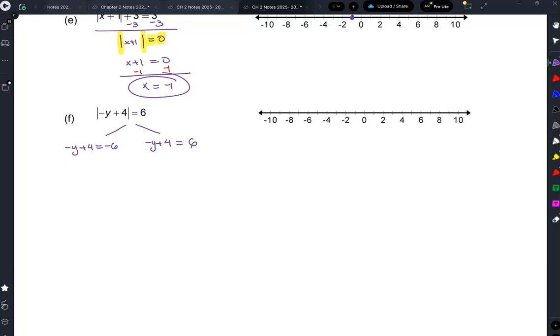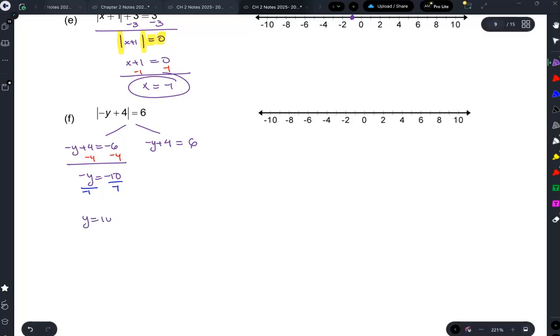Okay, hang on. So now I'm going to subtract 4. So negative y equals negative 10. But we're not done yet. What do I do next? Well, divide by negative 1 because you want y equals to something, right? Y equals 10.